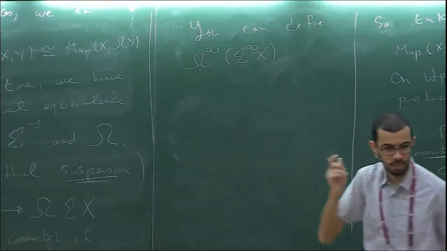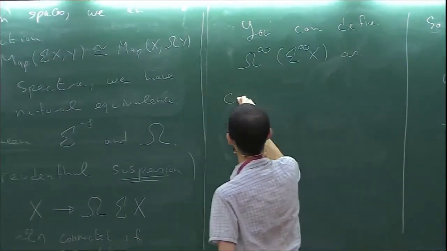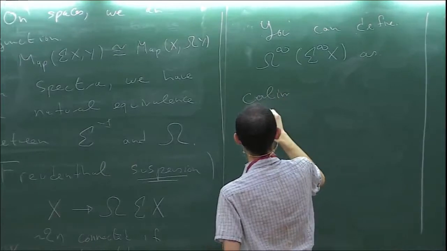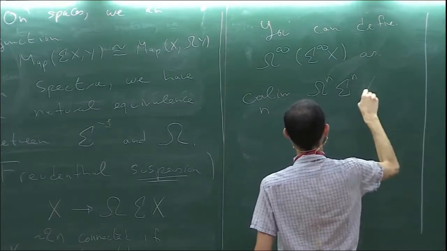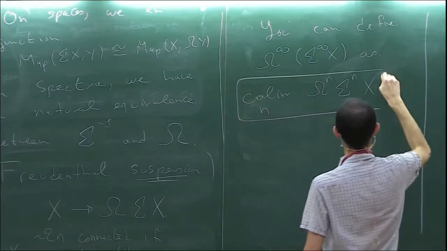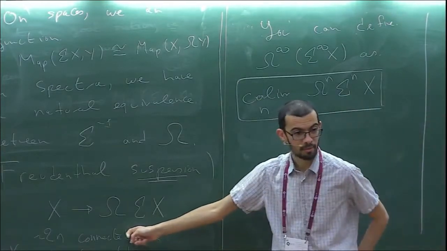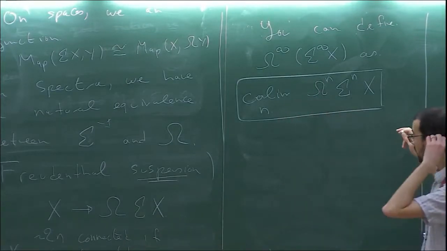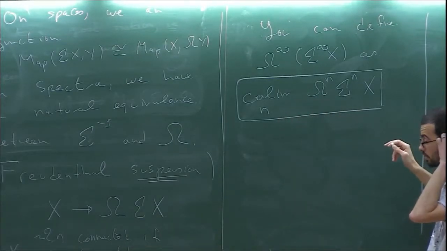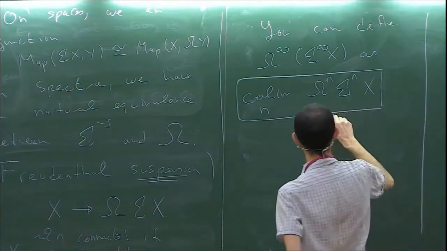This is the only case that I'm going to care about. Define it as the colimit over N of loop N sigma N X. So what are the maps in my colimit? This map, done iteratively. Okay, so why is this a good thing? Because, as mentioned yesterday, I'm trying to use some of the content from the lecture yesterday. This is an infinite loop space.